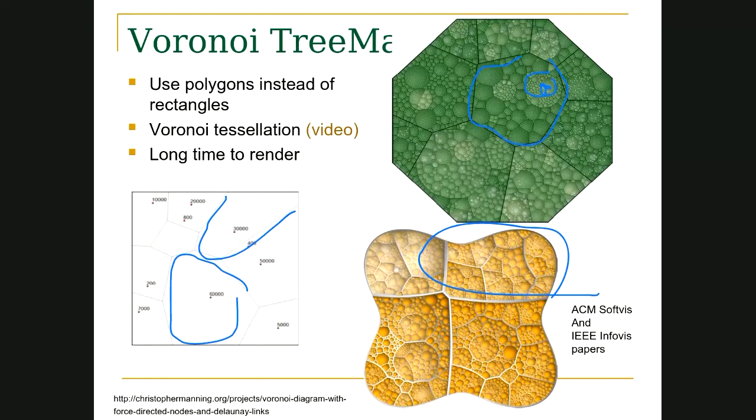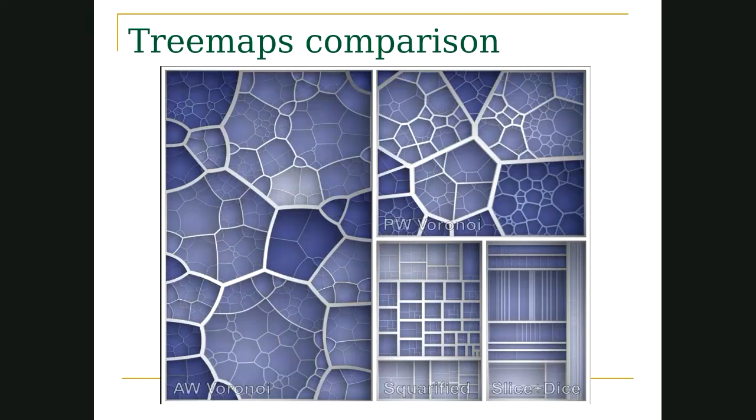Compare this to, actually I have the next. So compare something like this with something like this. Can you really see inside the tree structure? And of course they chose slice and dice, which makes it even worse. But it's a comparison. So I'm going to play the video for Voronoi tree maps a little bit later, after we move on to the next topic. I just don't want to switch back and forth too much. But keep that in mind.